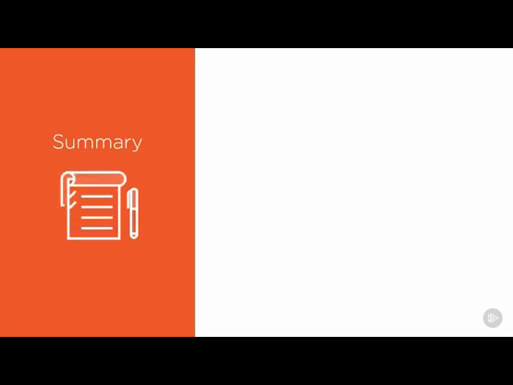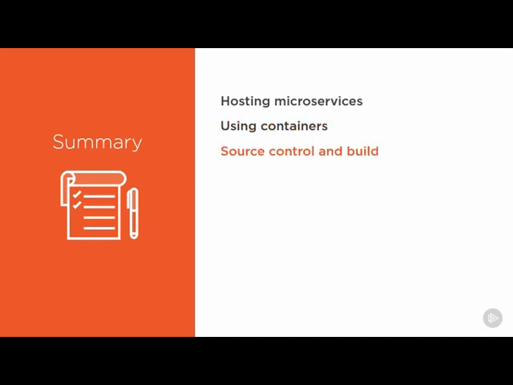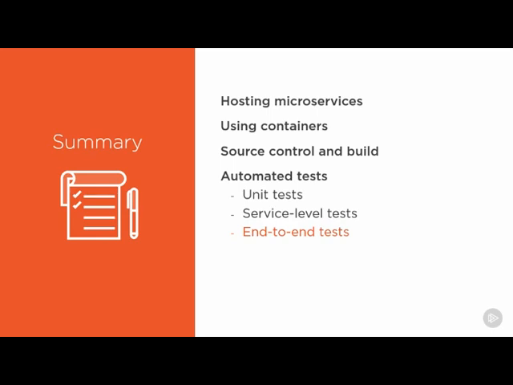In this module, we looked at a few different options for how microservices can be hosted, and we saw how containers can offer us a particularly good local development experience. We discussed the fact that each microservice should have its own source control repository and continuous integration build configured. Automated tests are vitally important for microservices, and we said that each microservice should have its own unit tests as well as service-level integration tests. And there's also the need for end-to-end tests that verify that the microservices integrate with one another successfully.